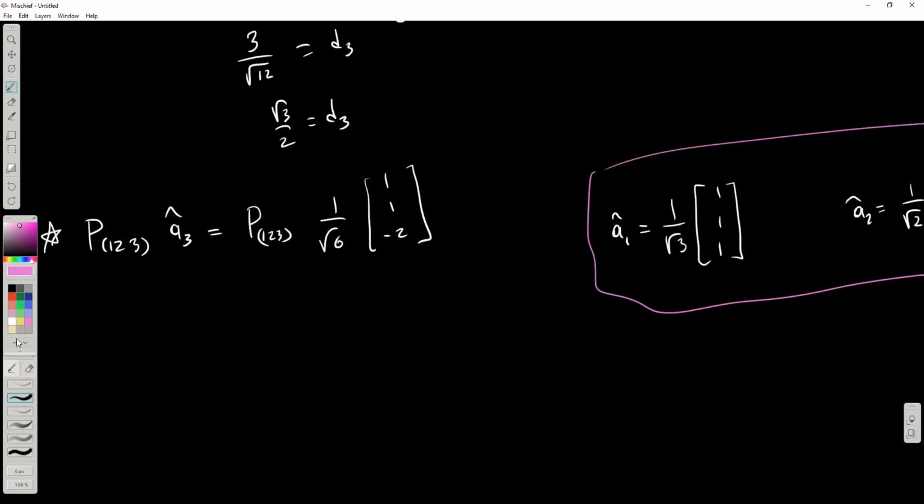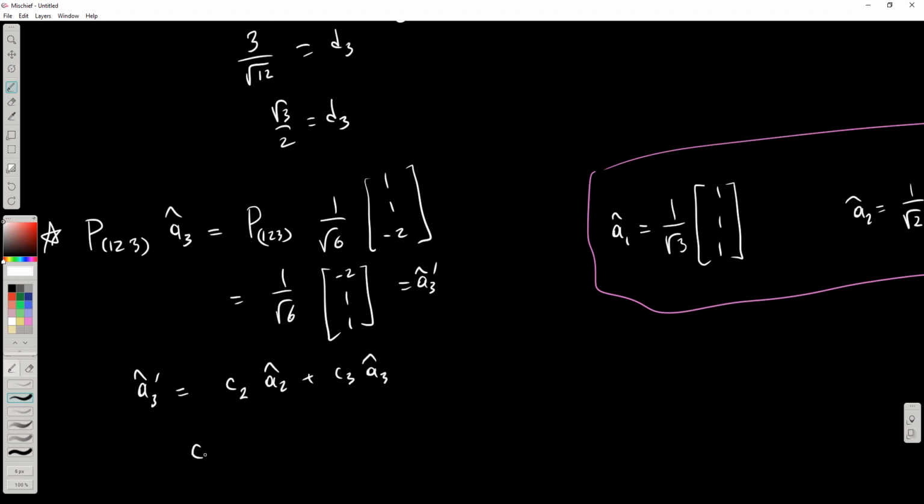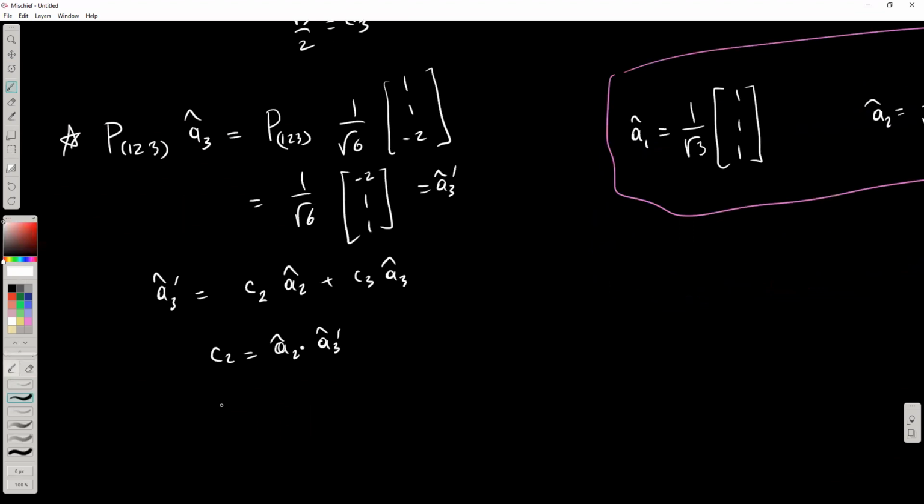Okay, so P123. So 1 is replaced with 2, right? So these two are 1, and that's equal to -2, right? So that's my new vector. So let's just call this A3 prime. I'm going to expand A3 prime in terms of these things in here. So I'm just going to call the coefficients C2 times A2 plus C3 times A3. So C2 is equal to A2 dot product with A3 prime. And C3 is equal to A3 dot product with A3 prime.